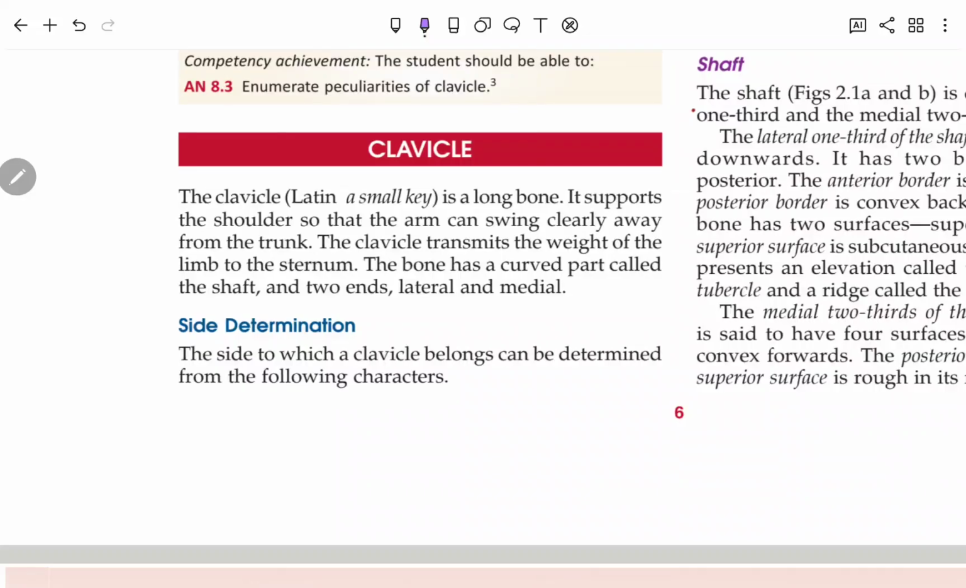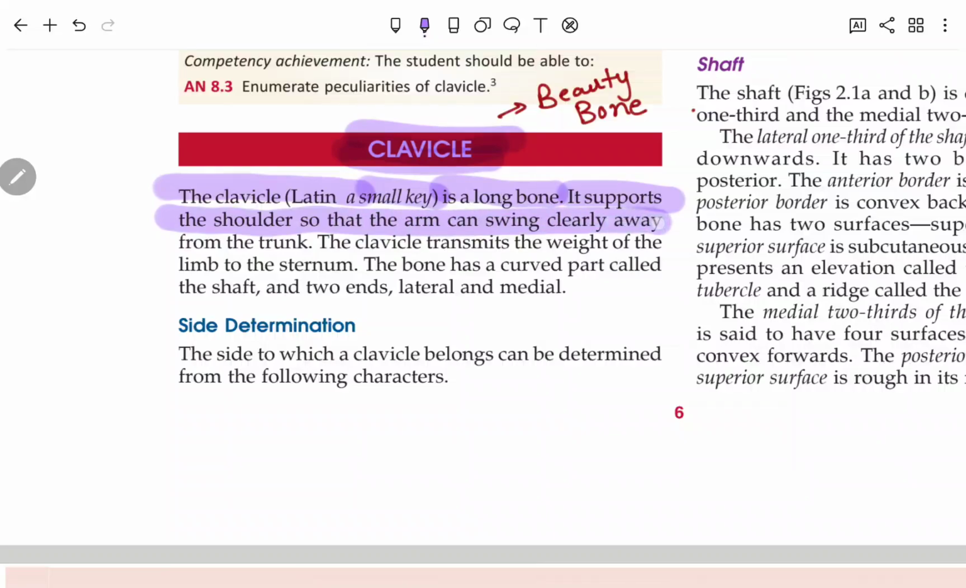Now let's start with the clavicle bone. Clavicle is also known as the beauty bone. The clavicle, in Latin it is called a small key, is a long bone. It supports the shoulder so that the arm can swing clearly away from the trunk. The clavicle transmits the weight of the limb to the sternum.